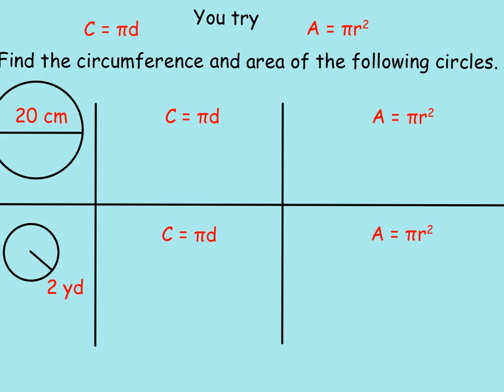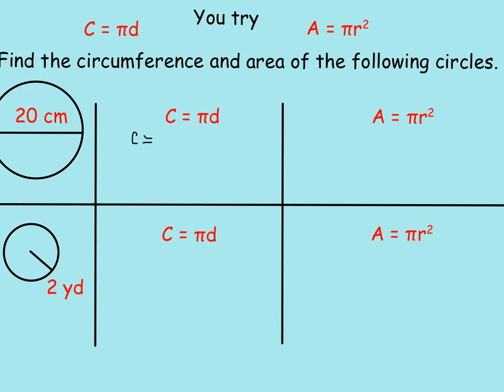Now you go ahead and try a few problems on your own. Use the pictures on the left and go ahead and find the circumference and the area of each picture. Make sure that you label your answers. Go ahead and pause the video, do the examples on your own, and then start the video again to check how you did. Okay, let's go ahead and see how you did.